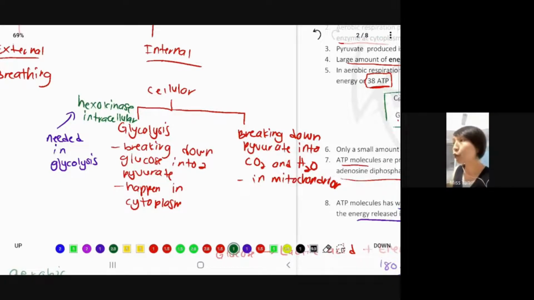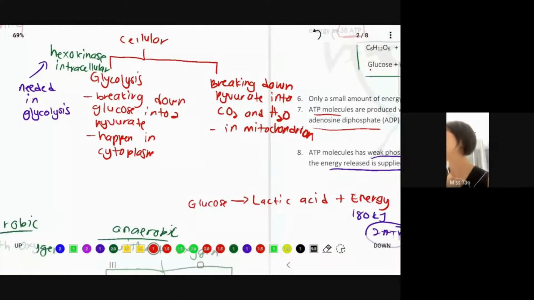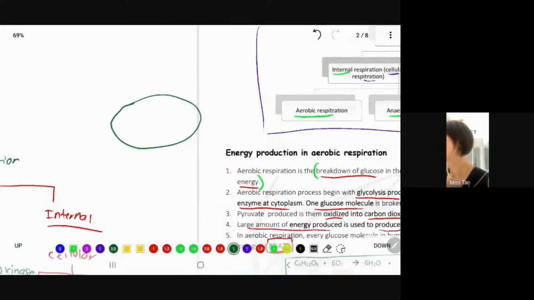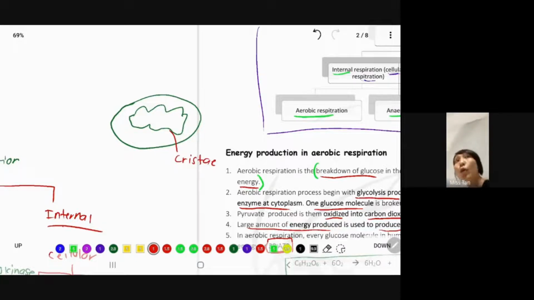So I did tell you pyruvate is only half, not yet completely reacted. So they have to continue the process by breaking down this pyruvate into carbon dioxide and water, and it happens in the mitochondrion. Now let's revise. How is the structure of the mitochondrion? It has a double membrane, two layers, inner and outer. The one that projects upward is called cristae. That's all you need to know. The cytoplasm is just a medium for the reaction to take place.